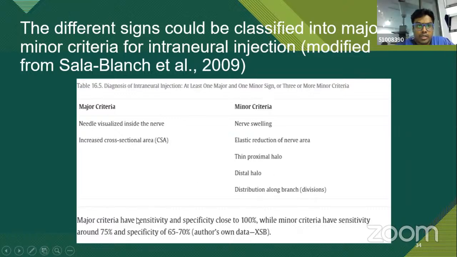And now the major criteria are: one, the visualization of the needle inside the nerve, and two, increase in cross-sectional area. These two are very important because they have a sensitivity and specificity close to 100%. And the other minor criteria are nerve swelling, elastic reduction of the nerve area, the halos, and the distribution along the branches, which have a sensitivity and specificity around 75 to 65%. So needle inside the nerve and increase in the cross-sectional area are very important.